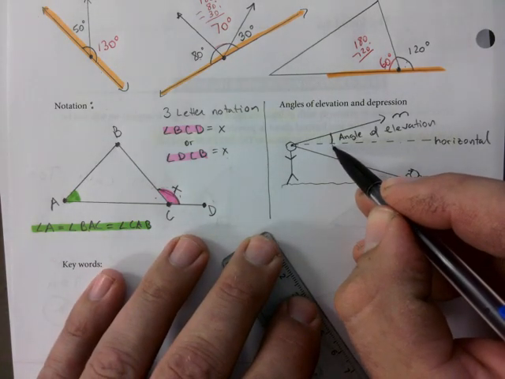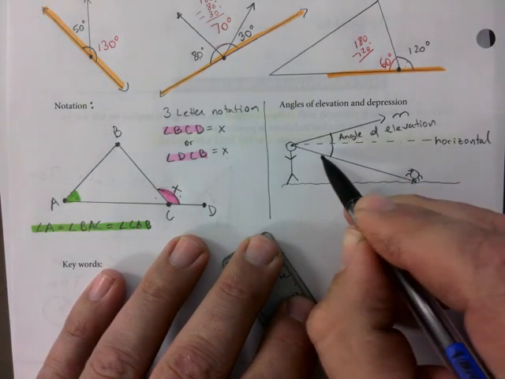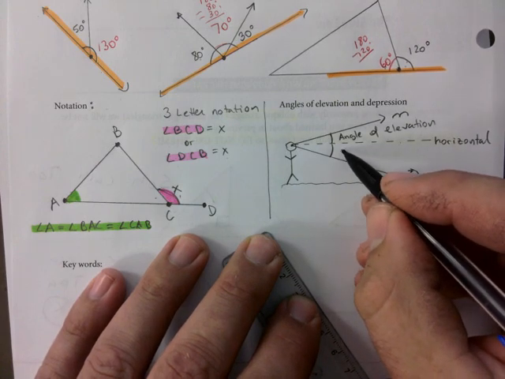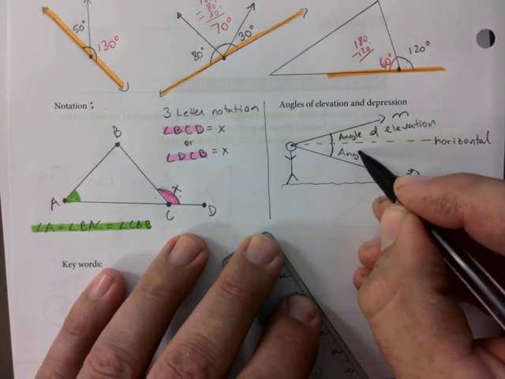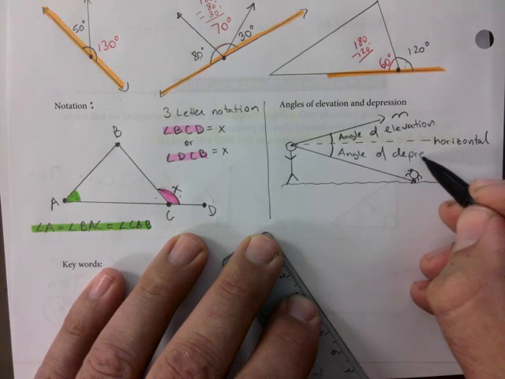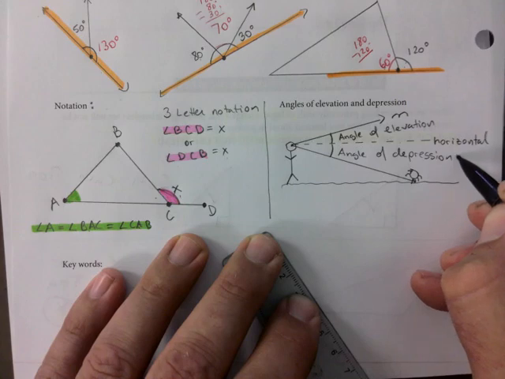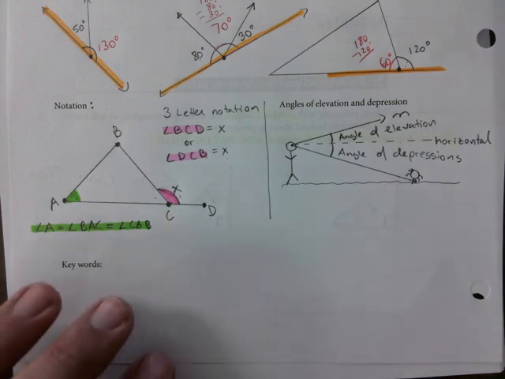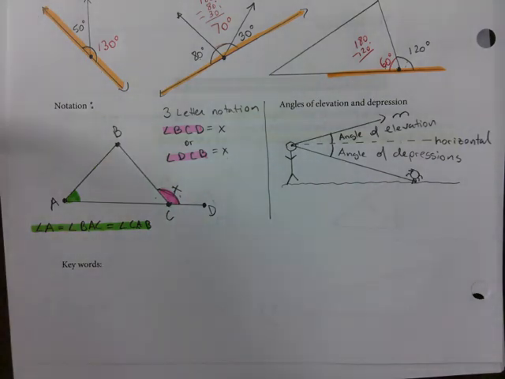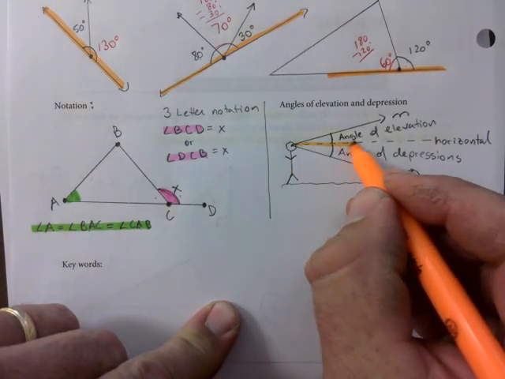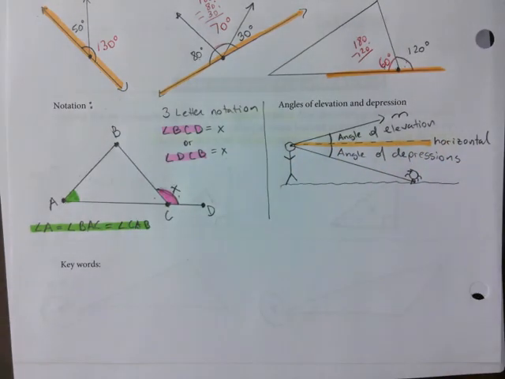So the angle between the horizontal and the line going down to this object, or in this case insect, is the angle of depression. And I will, in various ways, test your knowledge of where you put that angle if I give you that angle. Very important. So I think I'm going to highlight the horizontal.